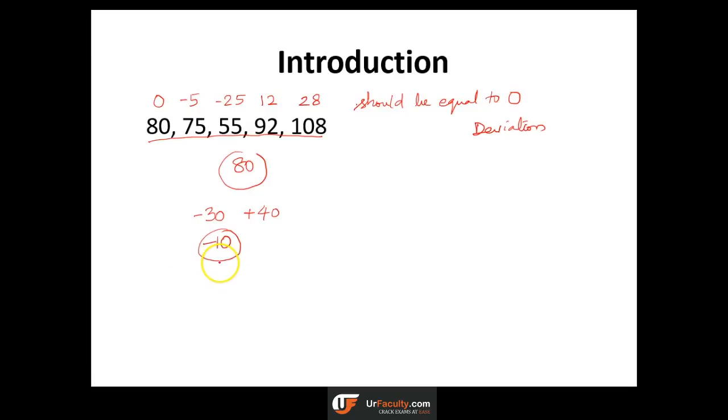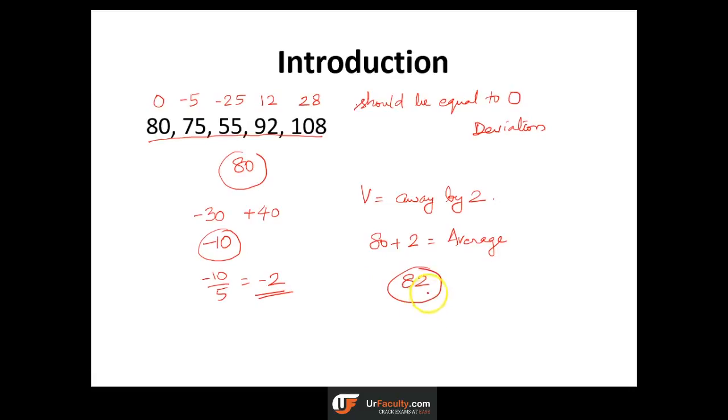And what else? How many numbers do we have? We have 5 numbers. So we are away by minus 10 by 5, which means it is minus 2. So all that you have to apply now is that the actual value is away by 2, and hence we just need to add this, 80 plus 2, to get the average. And how much is that? It's 82. You get the same answer that you had calculated earlier.